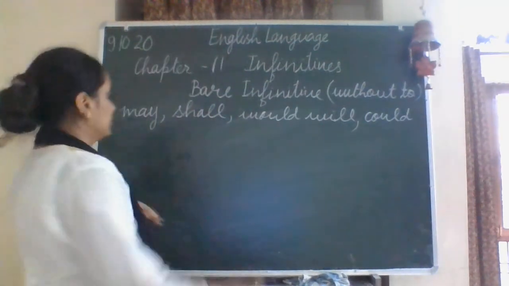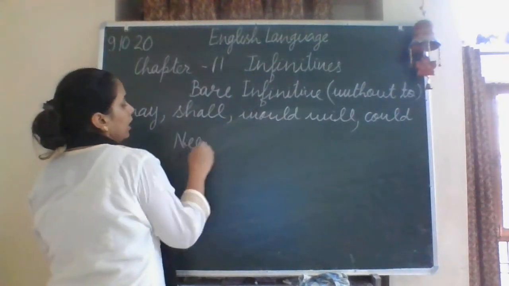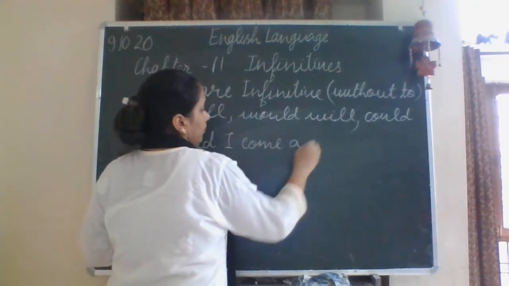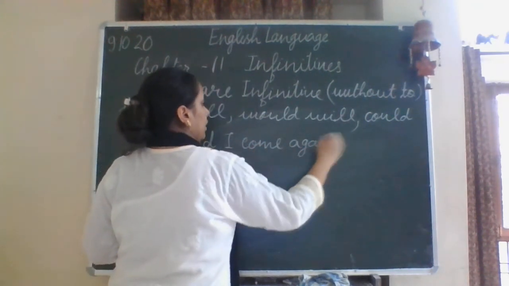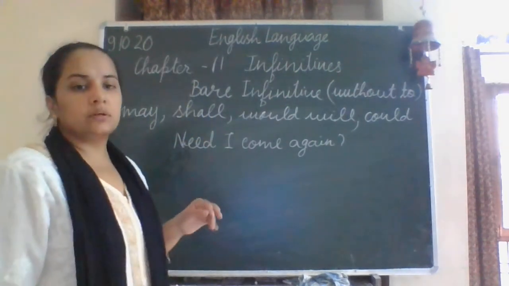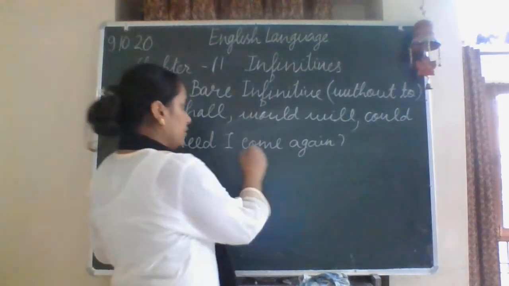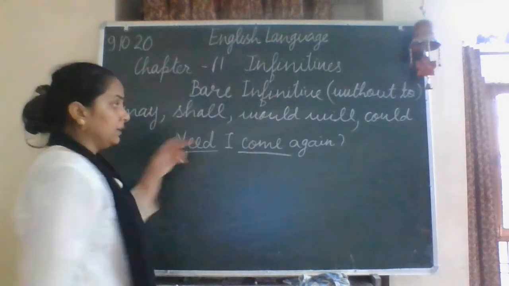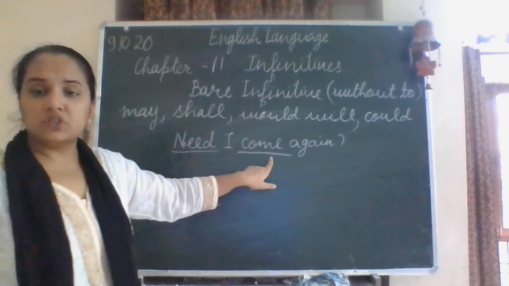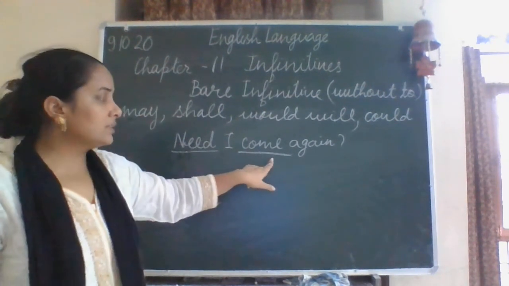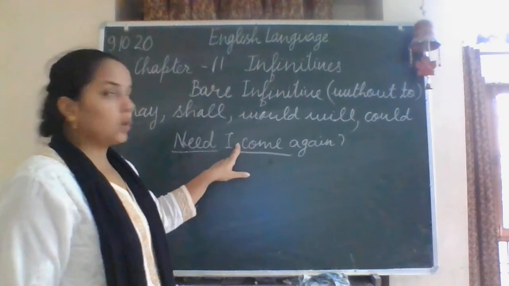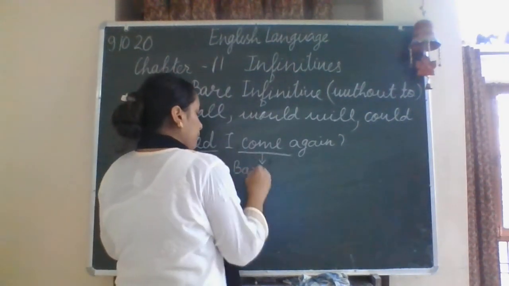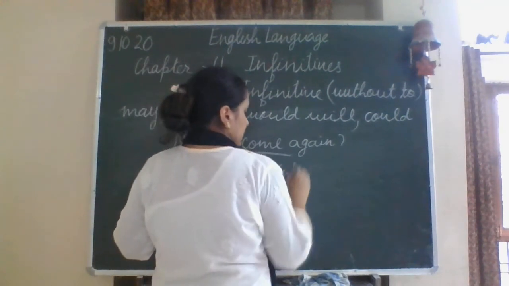For example, need I come again? This is a question. Need I come again? So here the main verb of the sentence is need. And this come is another verb which is used in the sentence, but we did not use to here. That's why this is the bare infinitive in the sentence.